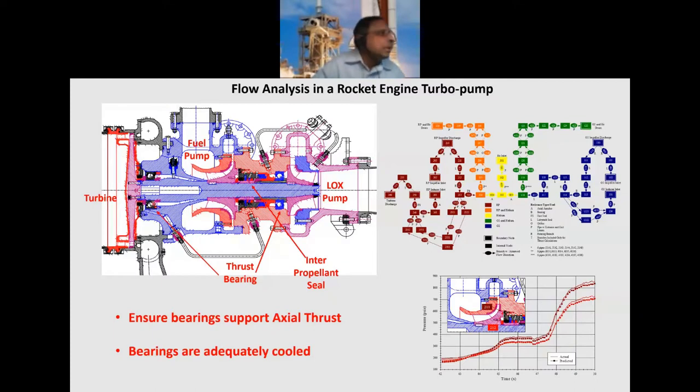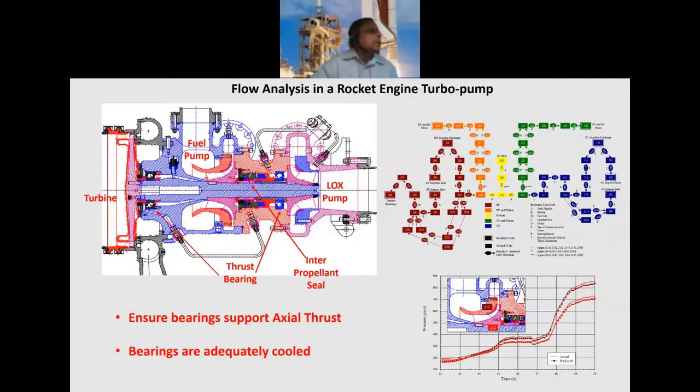So designers wanted to know what the axial thrust is. To get the axial thrust, you have to know the pressures at all points. So that's the reason you wanted to have a network flow analysis to give you the pressures at all points.